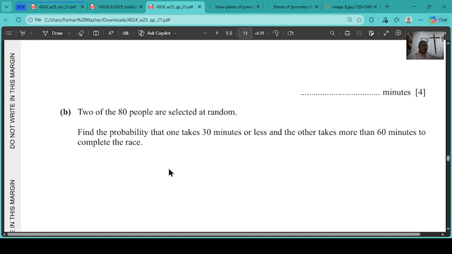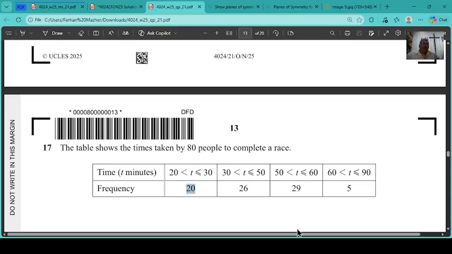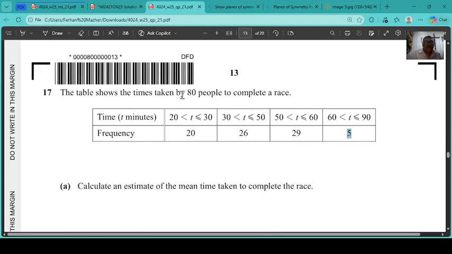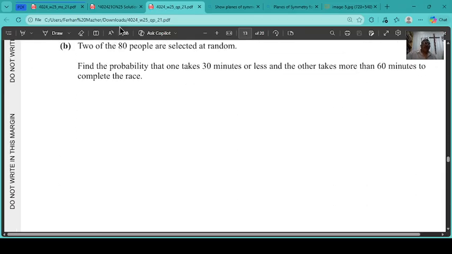He says two of the 80 people are selected at random. Find the probability that one takes 30 minutes or less and the other takes more than 60 minutes to complete the race. The people who took less than 30 minutes are 20, and the people who took more than 60 minutes are 5. So maybe this one is selected first and then this one, or maybe this one is selected first and this one is selected in the second position. So I want to find out the probability. Let me show you how this is done.